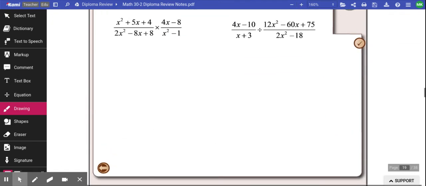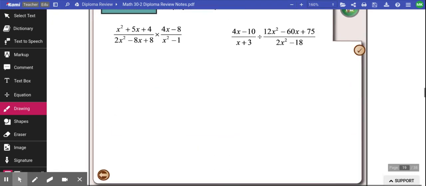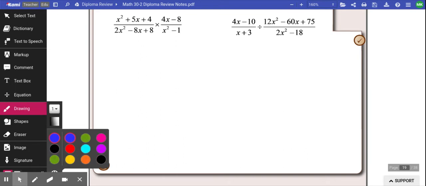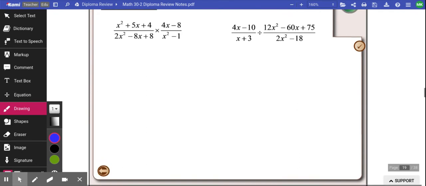Here are 2 hard ones. I'm actually going to do them with you, and I'm also going to rewrite them. So some of these would not be on your diploma exam. Remember that you will not have to factor a trinomial when it comes to simplifying. That means you would not have to factor this. Oh, why would it not let me write?